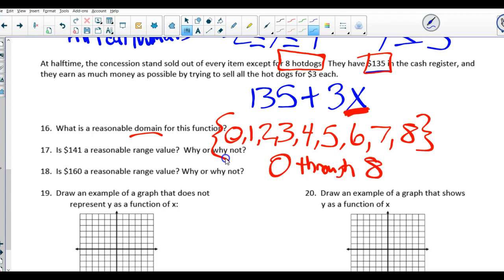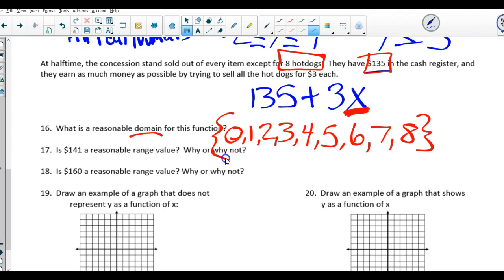through 8, because 0 through 8 implies every number between 0 and 8, meaning 1.2 or 7.3 or 6.5. I can't sell 6.5 hot dogs at a concession stand, so don't say 0 through 8. There's a test question exactly like this, and if you say 0 through 8, you will get it wrong.